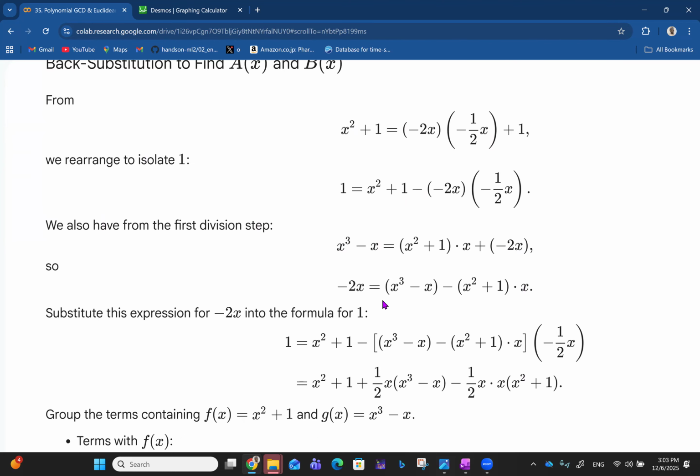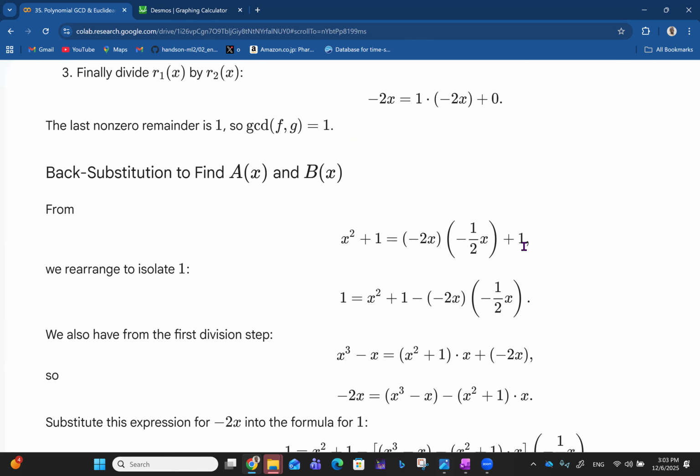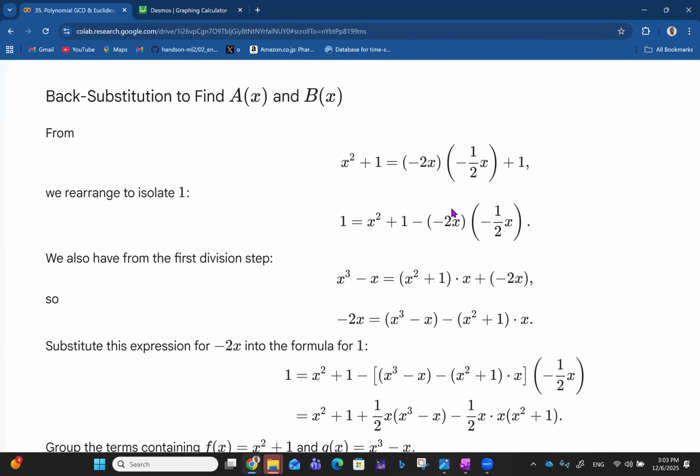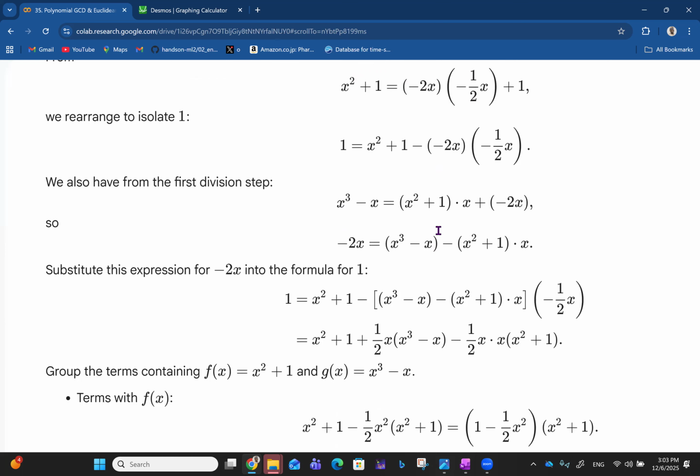So now we have minus 2x again. We isolate the minus 2x. So minus 2x becomes x cubed minus x, then you transfer this whole thing, that's minus x squared plus 1 times x. So we substitute this expression for minus 2x into the formula for 1. From the formula for 1, we had minus 2x right here, right? So we had minus 2x.